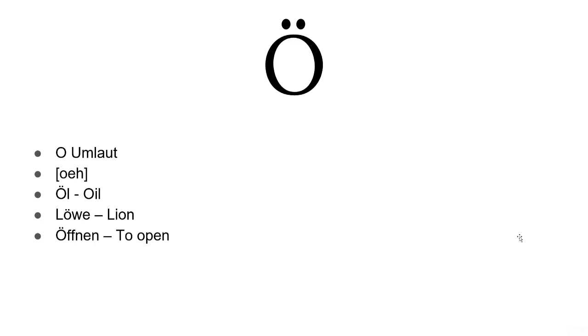The second letter is O umlaut, a normal O with 2 points above. The sound it makes is Ö. Start with an O and then try to make your lips a bit closer to each other. Öl. Öl means oil. Löwe means lion. And öffnen. Öffnen means open.